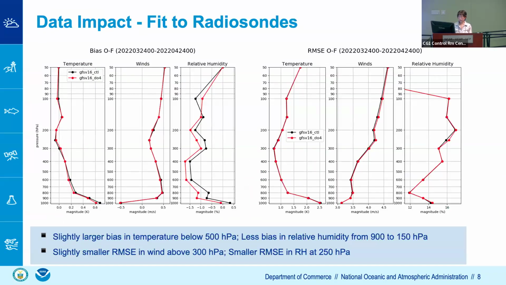So data impact, this is the plots for fit to radiosonde data. You can see when the DO4 commercial data was assimilated, the bias in temperature in the mid to low troposphere is actually getting slightly larger. And for relative humidity, we got a significant improvement in relative humidity. And on the right, this is the RMSE, observation minus forecast. You can see that the RMSE in wind is getting better.